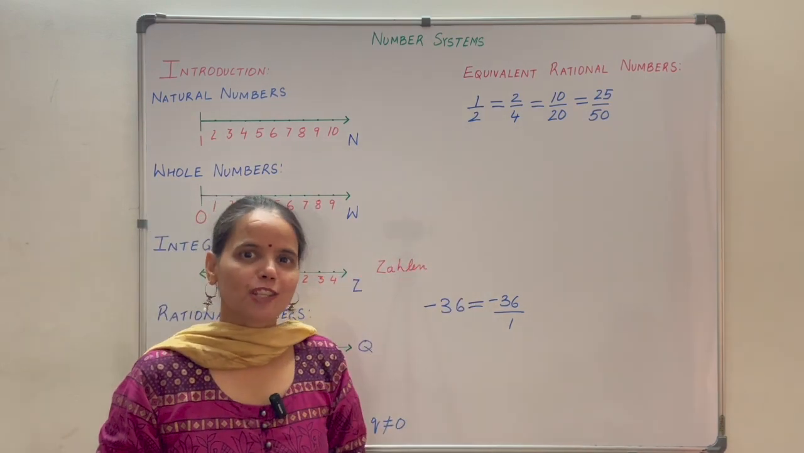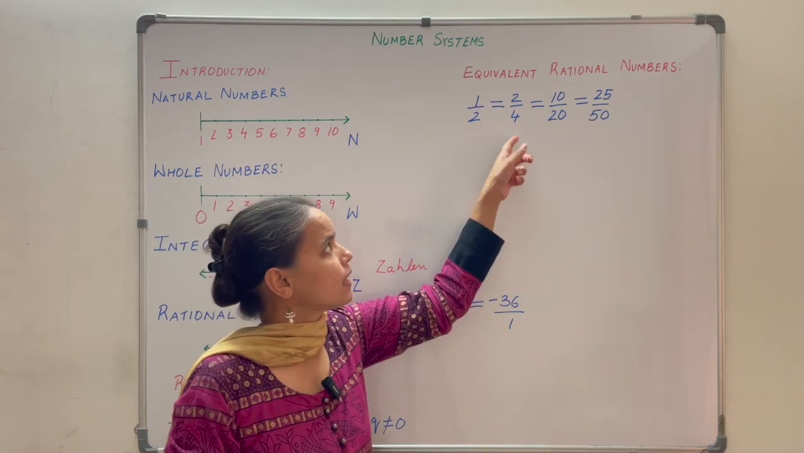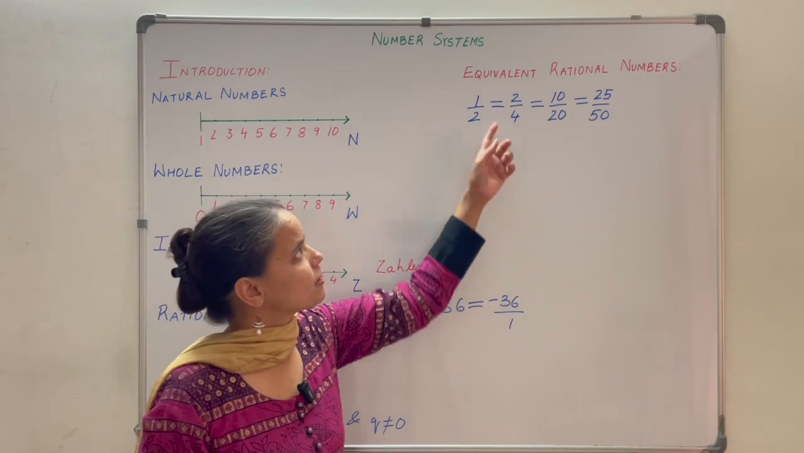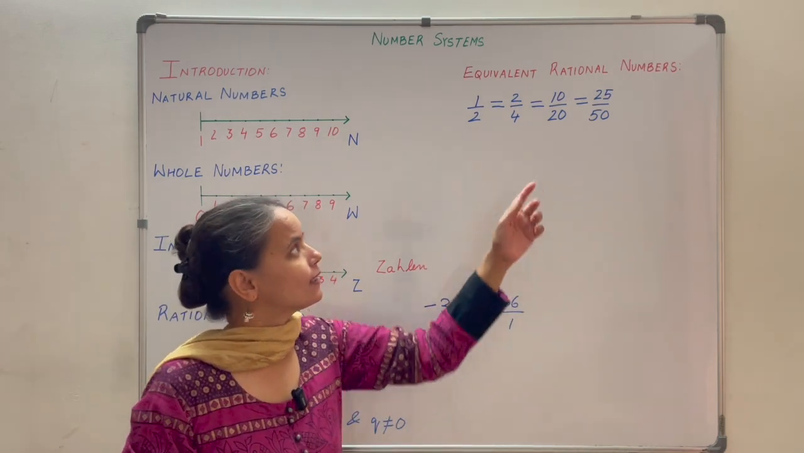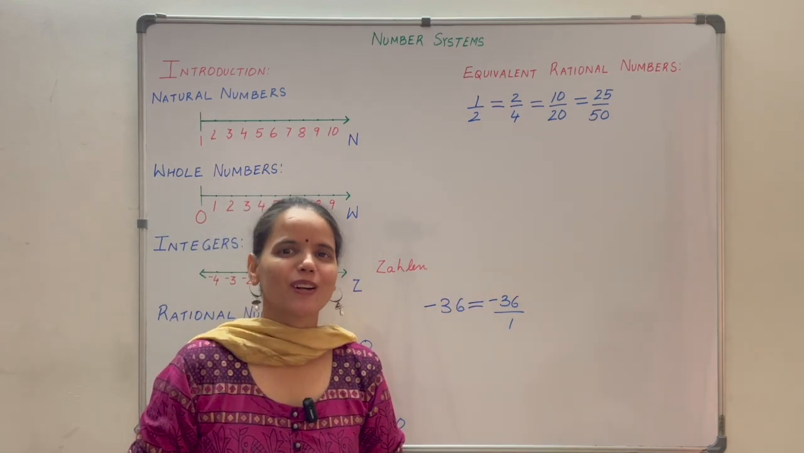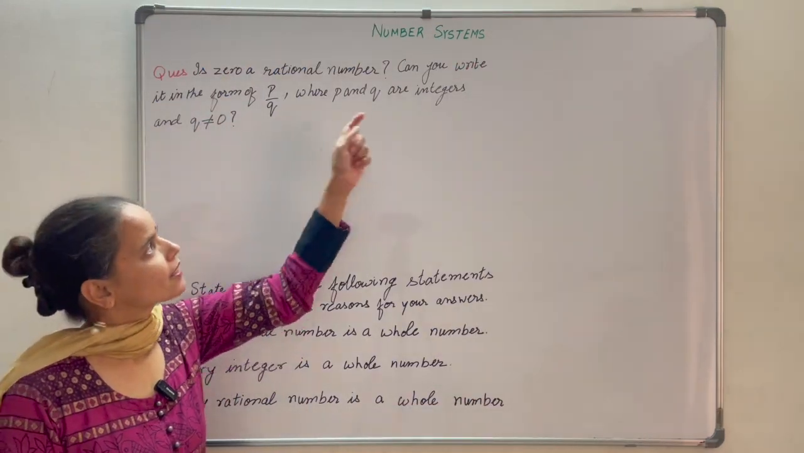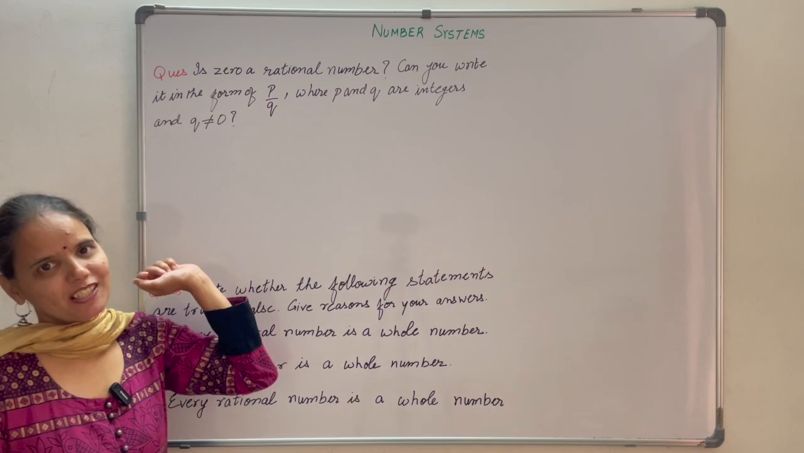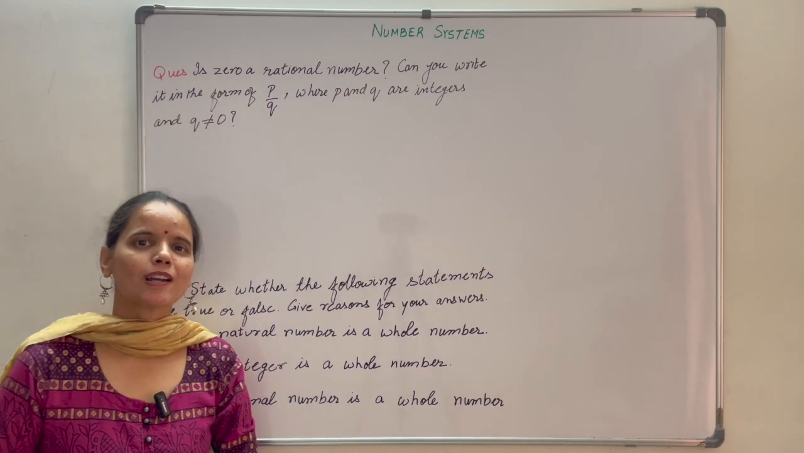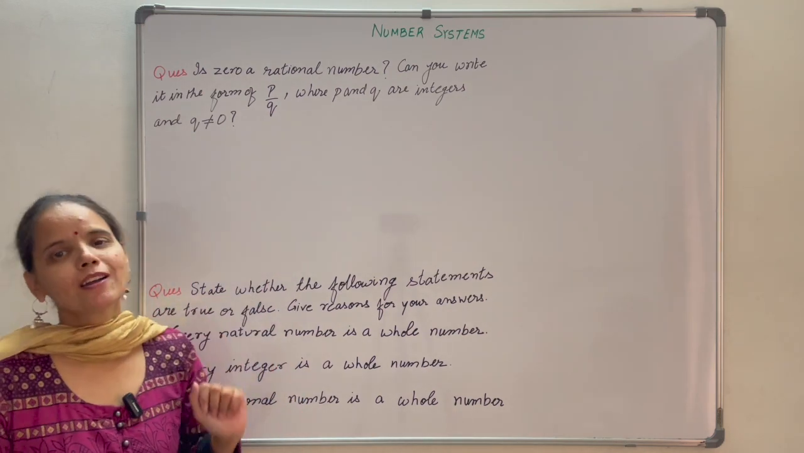If you are asked to represent equivalent rational numbers on number line, make sure that p and q don't have any common factor other than 1. That means p and q are co-primes. So all these equivalent rational numbers and the number will represent the same point on the number line. Question, is 0 a rational number? Can you write it in the form of p by q, where p and q are integers and q is not equal to 0? So in the first part of the question, it is being asked, is 0 a rational number?